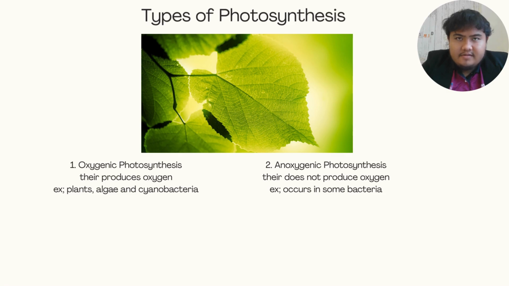The first is oxygenic photosynthesis. This is the common type occurring in plants that produces oxygen, for example plants, algae, and cyanobacteria. The second is anoxygenic photosynthesis. It does not produce any oxygen. For example, it occurs in some bacteria.